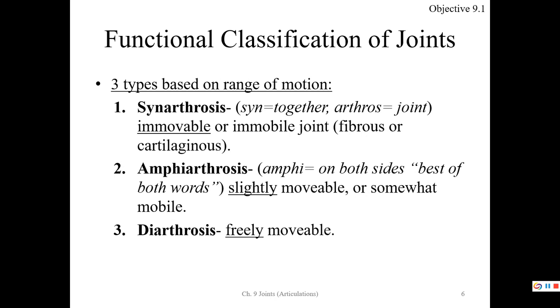Okay. And amphiarthrosis is basically a slightly movable or somewhat mobile joint, okay? And diarthrosis, they are freely mobile. They are quite mobile. They're freely mobile joints, okay? So what we're going to take is these words and break them down. So make sure you're doing that.